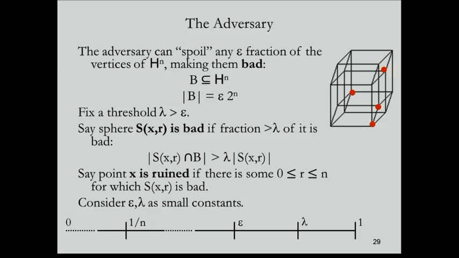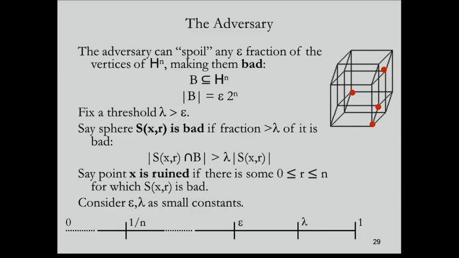Epsilon is some small constant. And we fix some threshold lambda that's bigger than epsilon. Let's call a sphere around x of radius r bad if lambda or bigger than lambda fraction of it is bad, meaning that the adversary has put more than lambda fraction of the points on the sphere to be red.